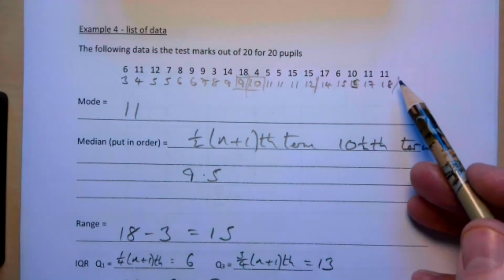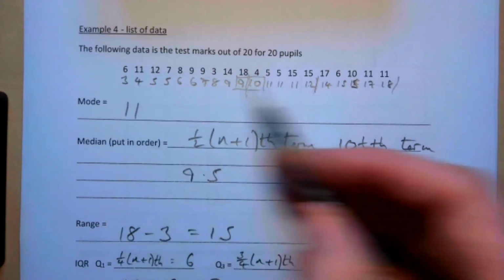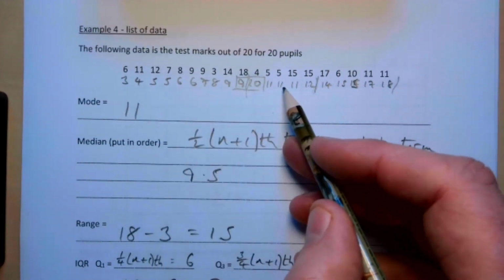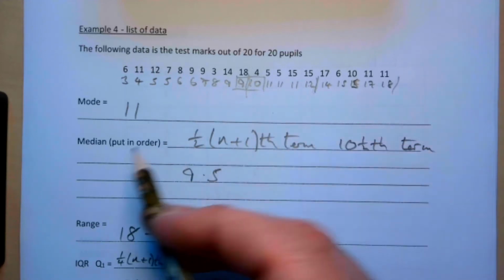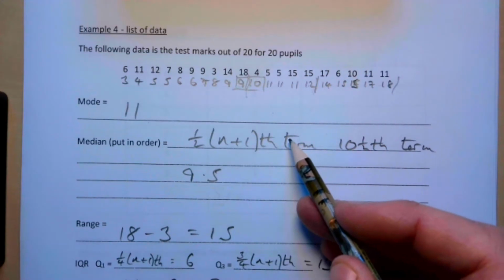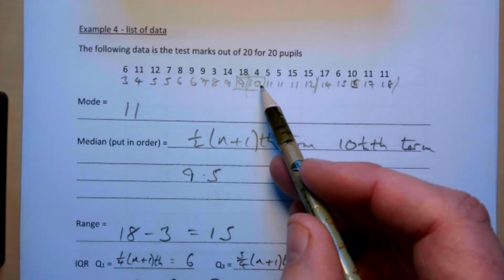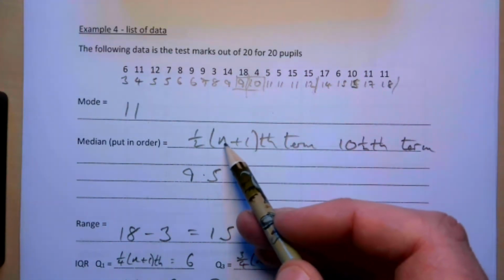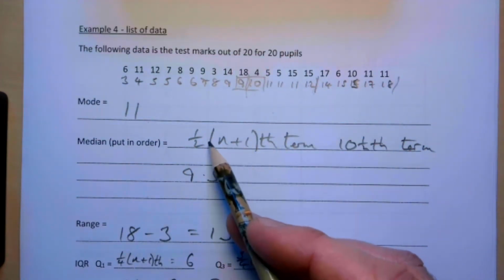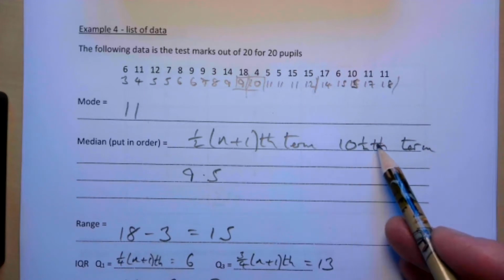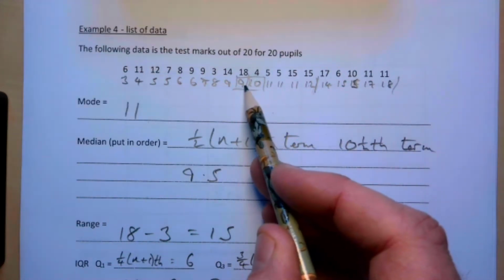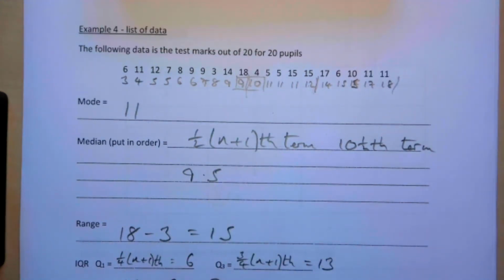You might want to pause your video and take these down. The mode, of course, is the most common, and it's going to be 11. The median is the half n plus 1th term. So what does that actually mean? You've been working out the median for years, so it's very straightforward, but it's just to see where this formula is coming from. You get 20 terms plus 1 gives me 21, divided by 2 is 10.5, so I'm looking for the 10.5th term. There's the 10th term, there's the 11th term, halfway in between is going to be 9.5.